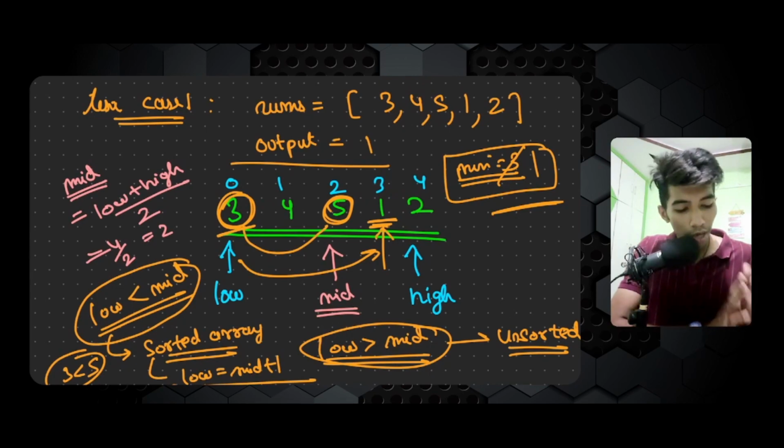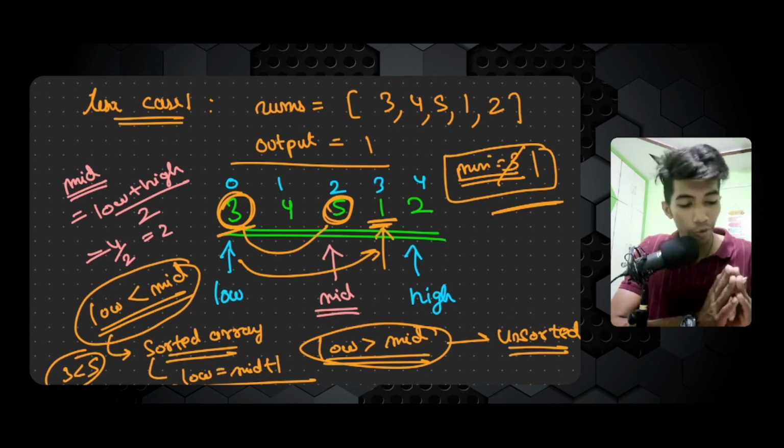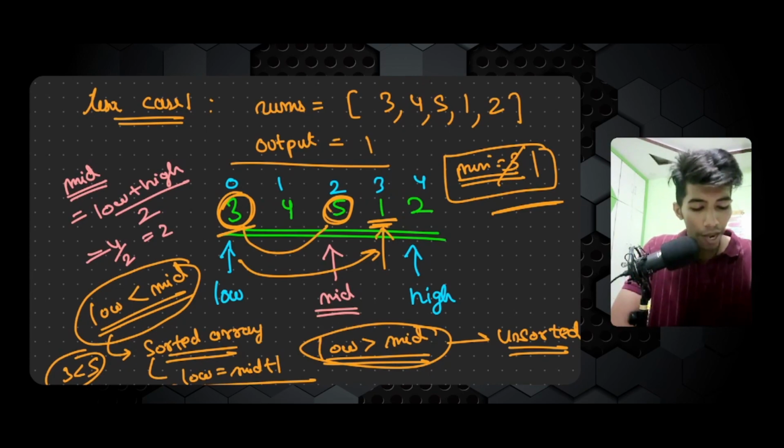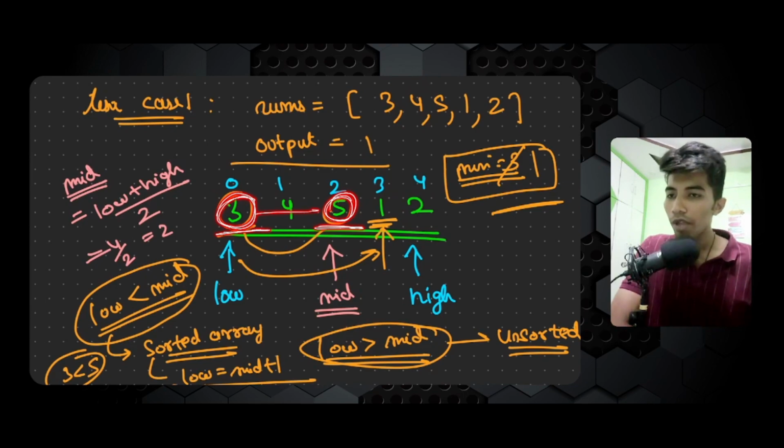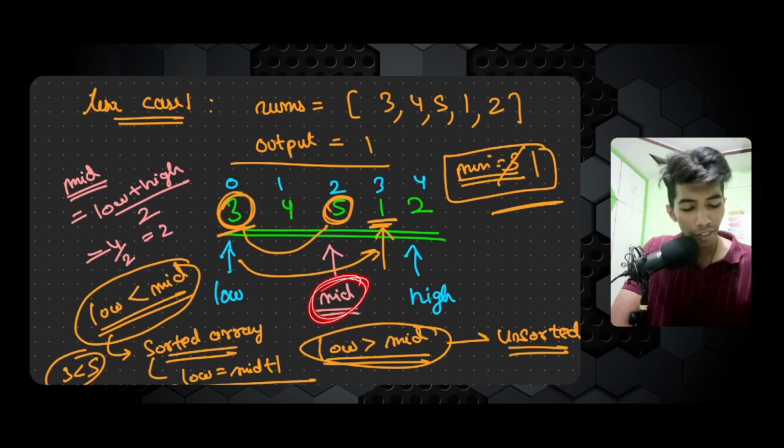Okay, so again let's see what we are doing. Simply, I am comparing this number with the mid. My mid is 5 and my low is 3. If my mid value is greater than 3, which you can see, or what I can say, if my mid is greater than low, then what do I have to do?